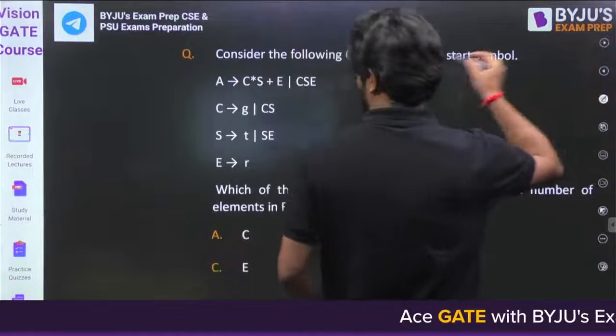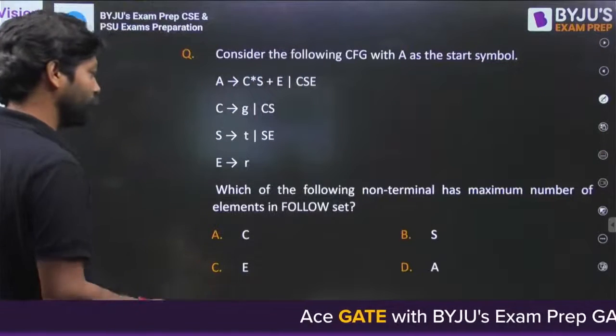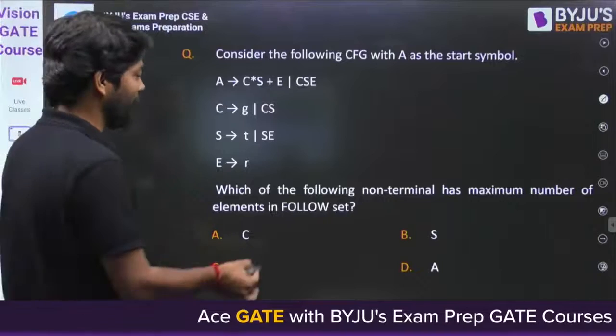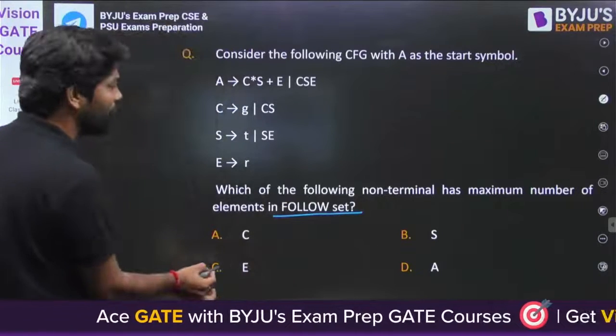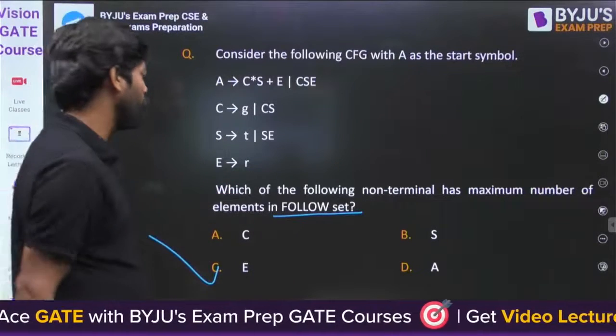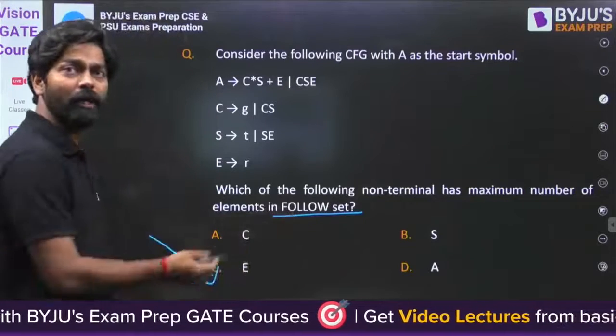So let me solve this question. This is also based on follow set. Fine. You can try this question. This is also a good question. The answer will be E. They are asking actually the maximum number of elements in follow set. Fine. You can try. The answer is 6.